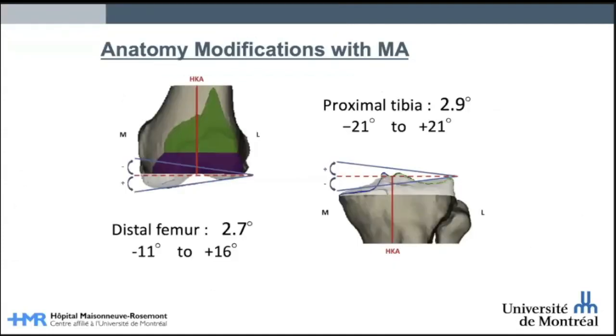Here we can see the modifications linked with the mechanical alignment technique. You see that both on the tibia and femur, we have a correction, a mean correction of about 3 degrees of the distal valgus of the femur and the proximal varus of the tibia, but the range is quite large.